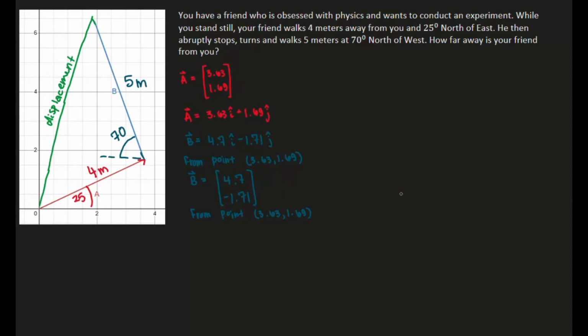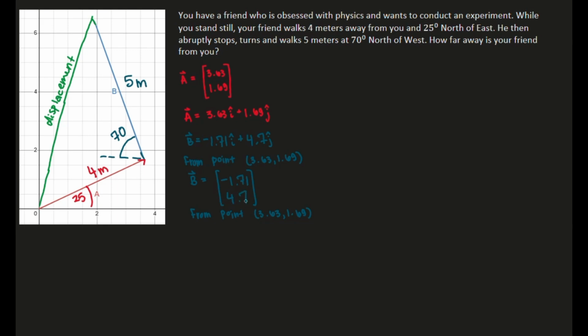Before we go about actually adding these, I noticed I made one mistake here: for my vector B, I just switched my x and my y values. So this negative 1.71, that's our x value. So this should be negative 1.71, and my y value should be positive 4.7, not 4.9. That would make a big difference when we start to add it. So always make sure that you're putting the right variables in the right spot.